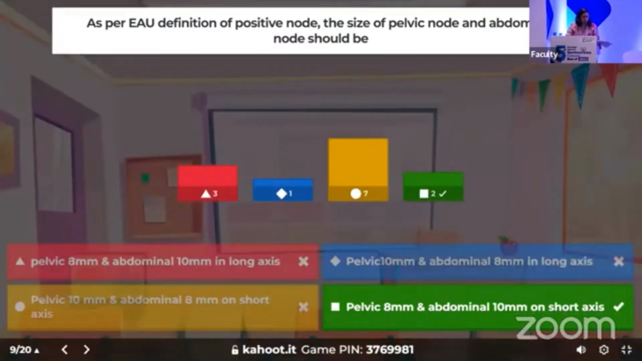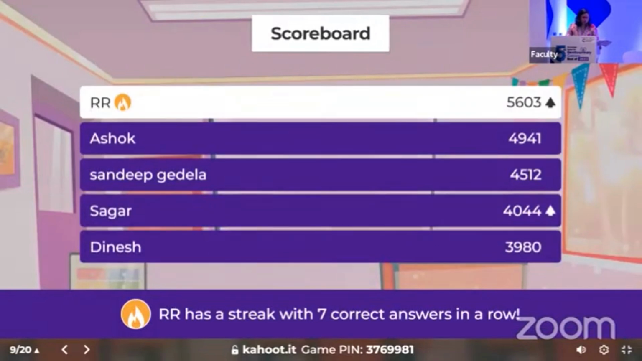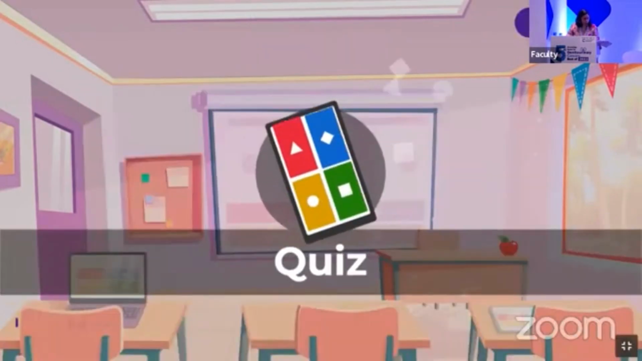So the right answer is option D, that is pelvic lymph node of 8 millimeters, or if it's an abdominal node, 10 millimeters on the short axis. 2 have got it right. And let's look at the scores. So RR leads, and he has a streak with 7 correct answers in a row. So we move on to the next question, question 10.